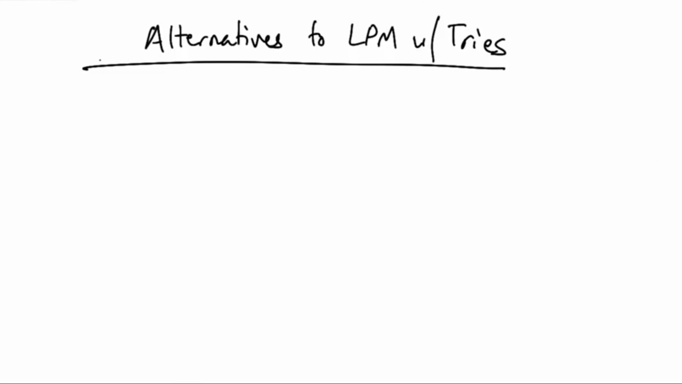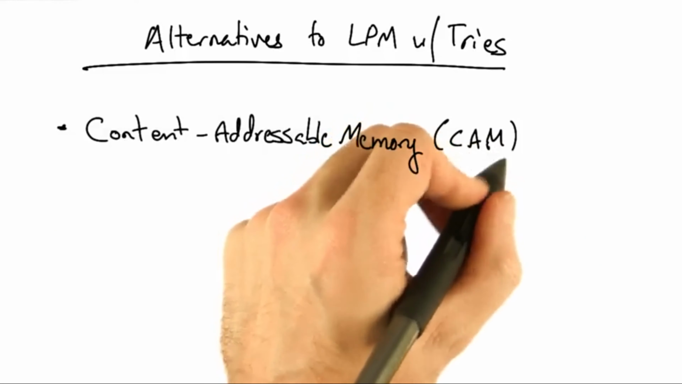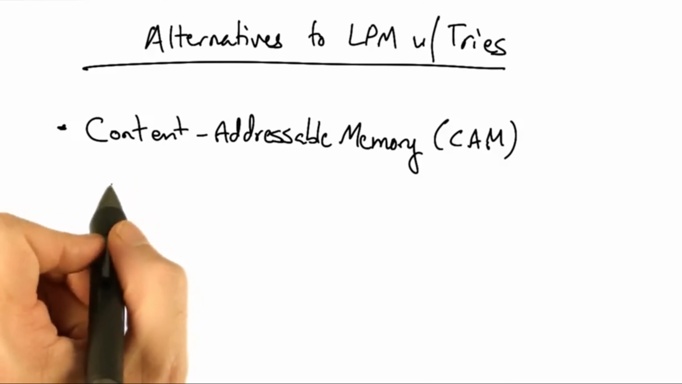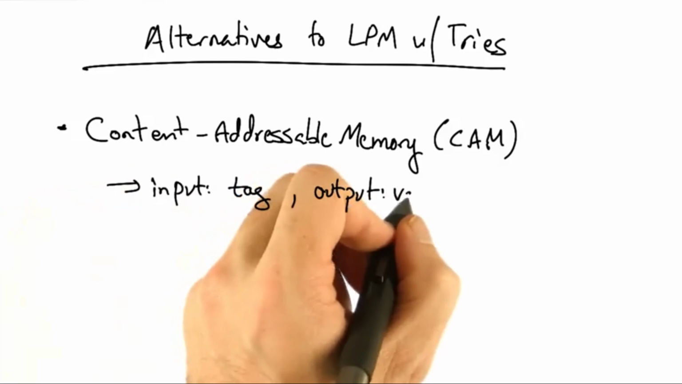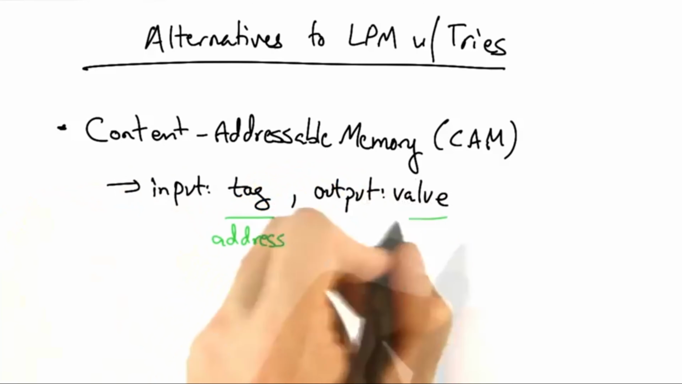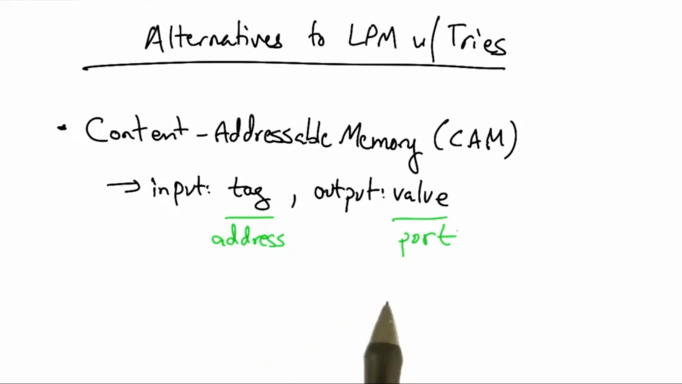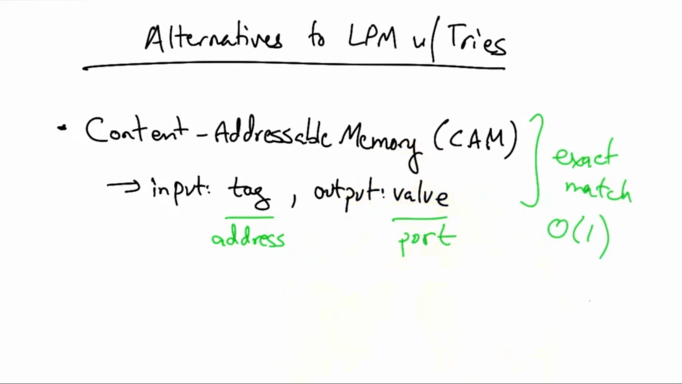Now there are alternatives to implementing longest prefix match with the trie. One could start with a content addressable memory, or a CAM. Now a CAM is a hardware-based route lookup where the input is a tag and the output is a value. So for example, the tag might be an address and the value might be the output port. Now the CAM really only supports exact match, but it is an O of 1 lookup.